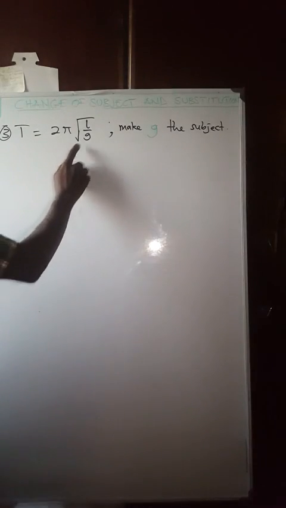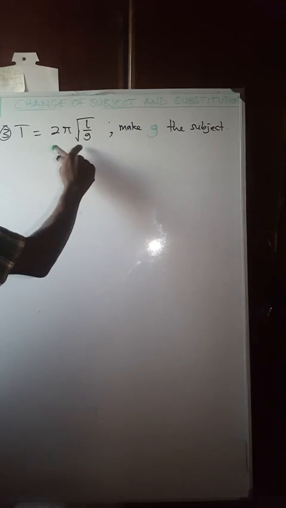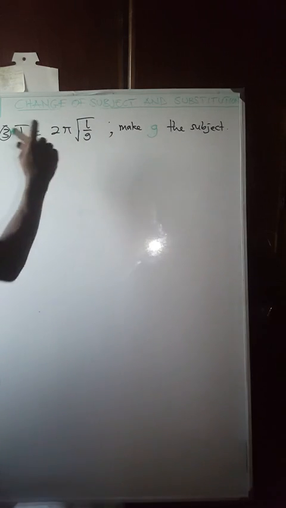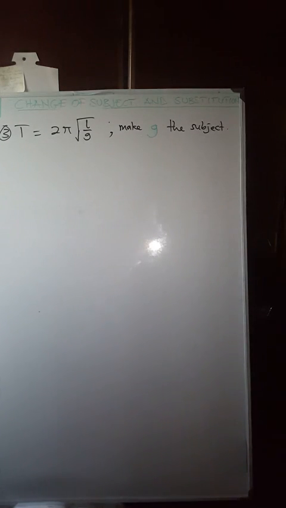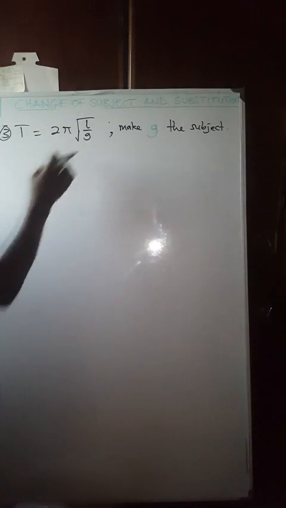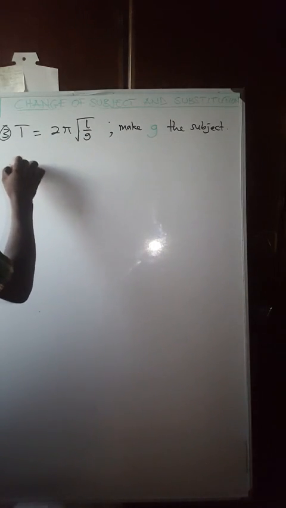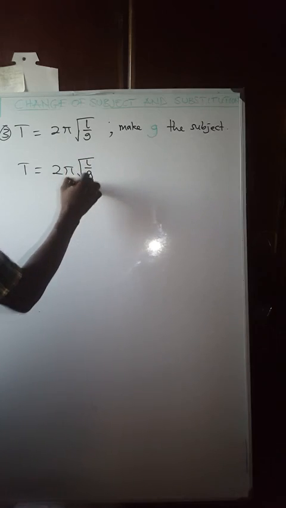Removing the square root, or we can isolate the square root of L out of G and divide both sides of the equation by 2 pi. So whichever one we do first. Okay, so I prefer isolating the square root of L out of G. So I want to isolate that. So that will be T is equal to 2 pi square root of L out of G.